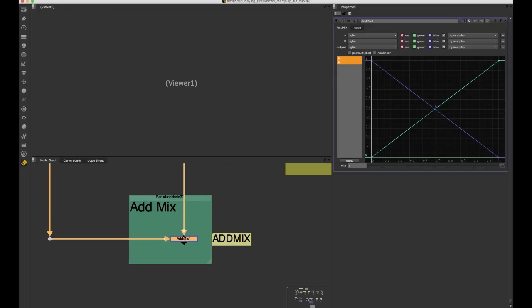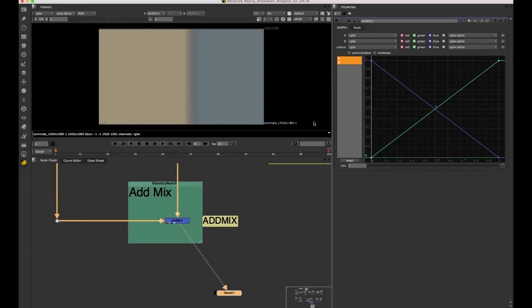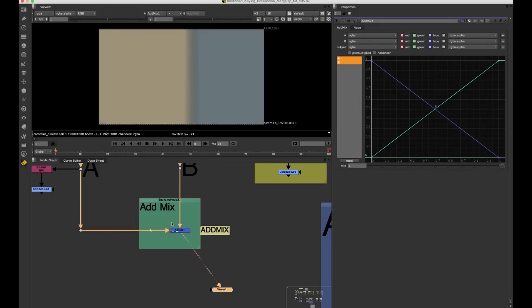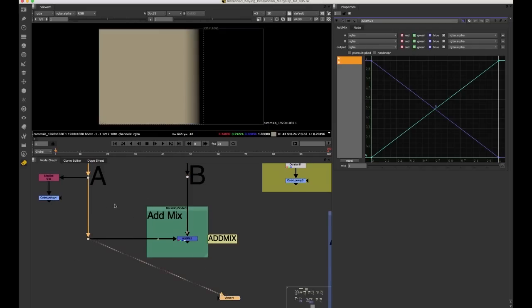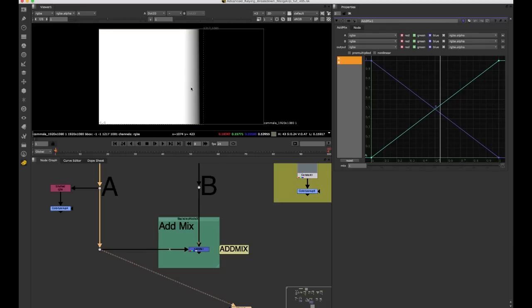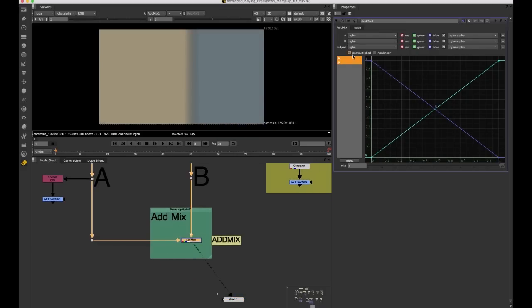So Addmix is a merge tool, and the first thing you probably want to know about it is the premultiplied checkbox is turned off. What that is referring to is the A input of the Addmix. It's expecting a non-premultiplied A input, but usually people have premultiplied, which just means that the alpha is tied to the RGBs and it has transparency. So when you plug it in, you'll want to check on premultiplied if you have a premultiplied A input. So just check that on.